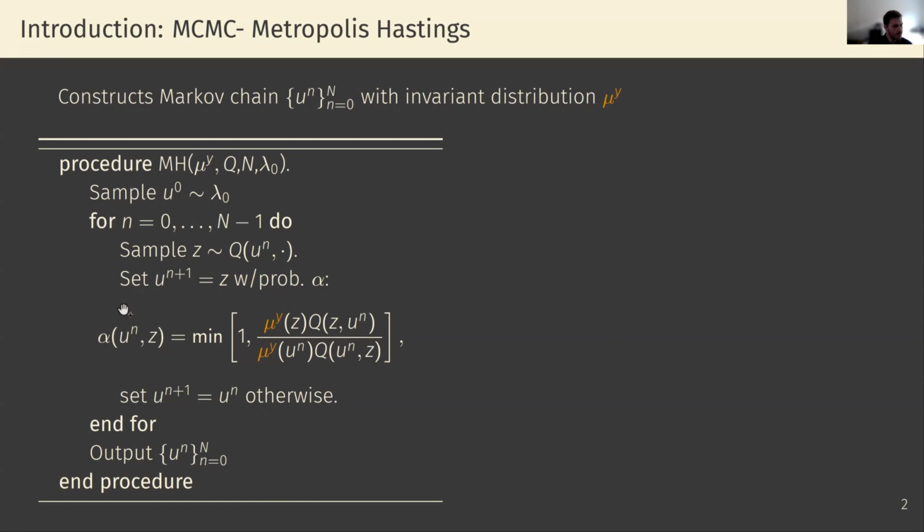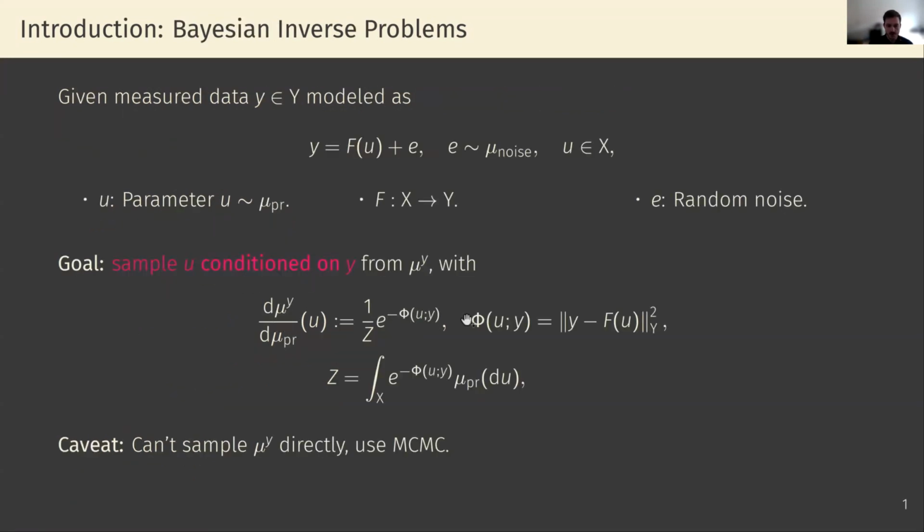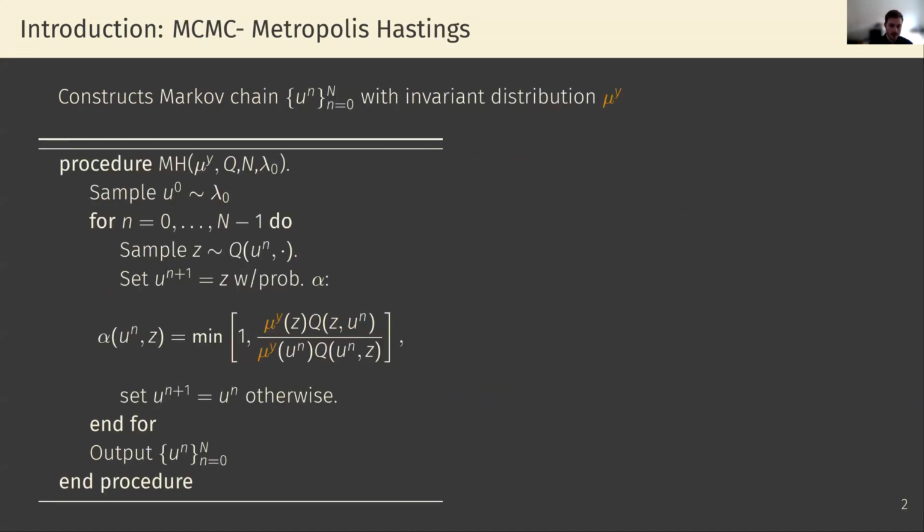What's important to notice here is that to evaluate this accept-reject probability, we need to evaluate the posterior density at each new candidate state, which in turn implies that we need to evaluate this mathematical model of the physical process that generated the data, which can become quite expensive if we do this many times.